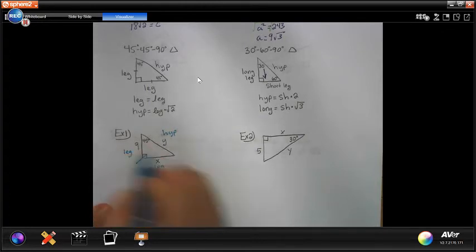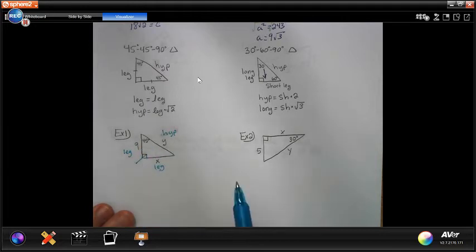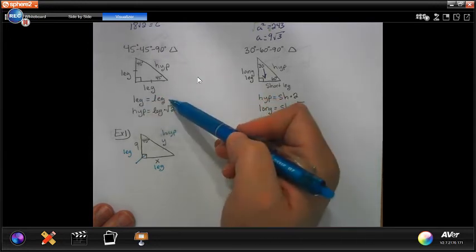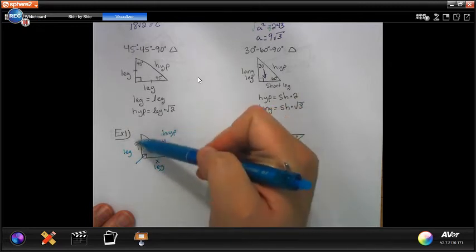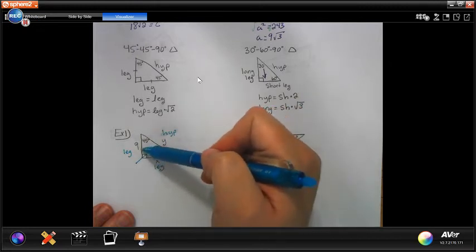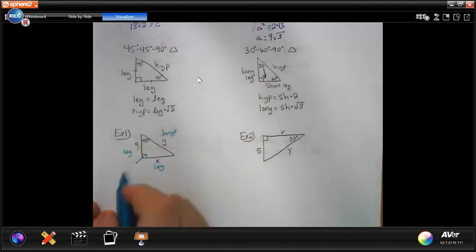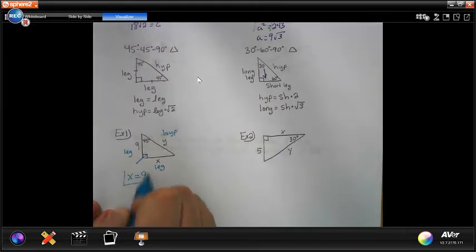And since it's a 45, 45, 90-degree triangle, I mean, this 45 isn't written, but remember they have to add to 180. This has to be 45. Okay? The legs are equal. We don't have a long leg and a short leg. They're the same. So whatever 9 is a leg, that means x is a leg. So that's easy. x equals 9. x is done.